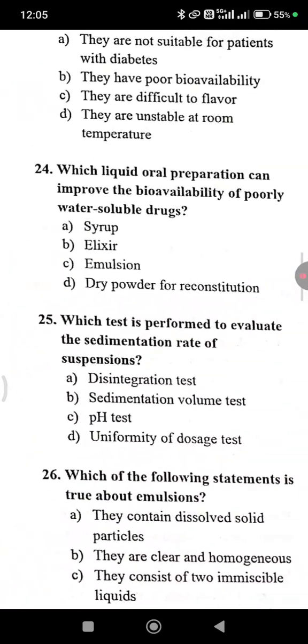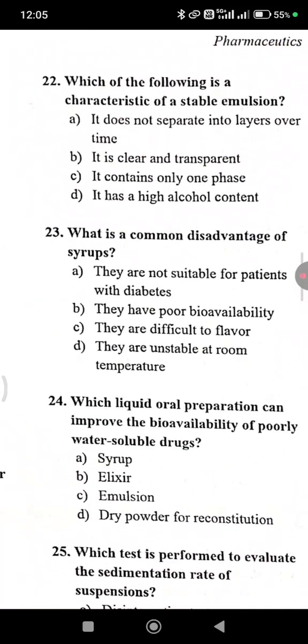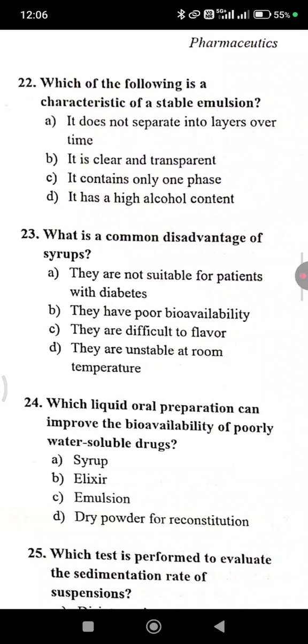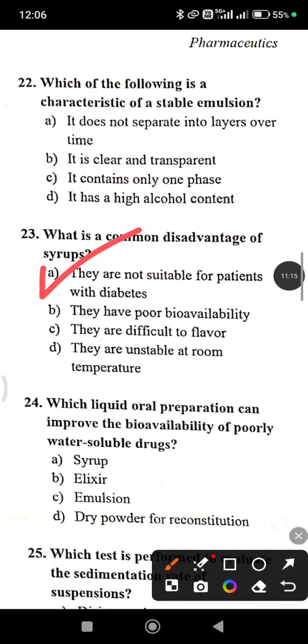Let's go to question number 22. Which of the following is a characteristic of a stable emulsion? That is option A. It does not separate into layers over time. Let's go to the next point. What is a common disadvantage of syrups? That is option A. They are not suitable for patients.